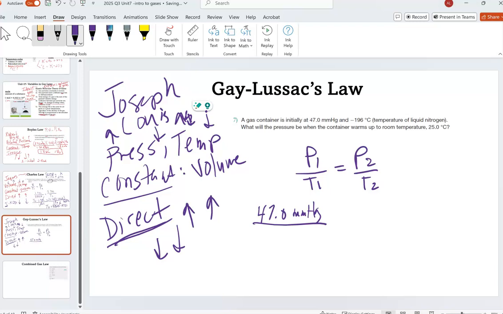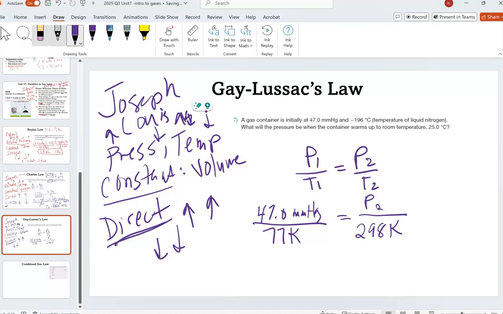T1, I've got to convert this to Kelvin. So 273 plus a negative 196 is going to give me 77 Kelvin. It's kind of cold there. Is equal to P2, which is what we're solving for. And our new temperature is 25 plus 273, which is equal to 298 Kelvin.